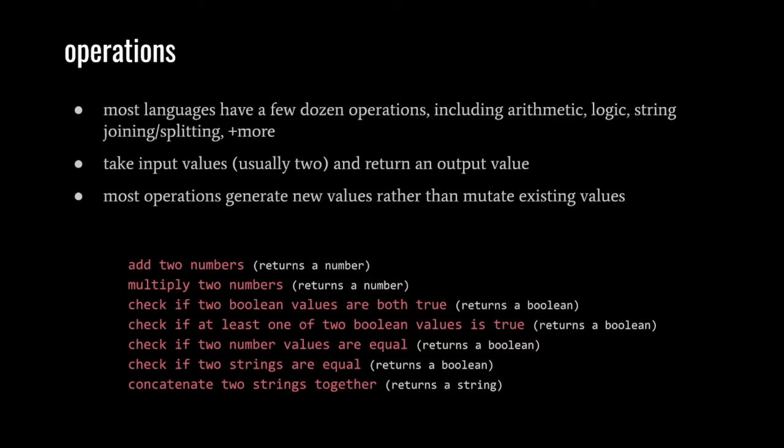So we can check if two numbers are equal, or if two strings are equal. And lastly, if we're manipulating strings, very commonly languages will have a concatenation operator, which takes two strings and returns a new third string, which has all the characters of the first combined with the second after it. Be clear that concatenation leaves the two original strings unmodified. It generates a new third string rather than modifying either of the inputs. And this is the case with most operations. Most operations don't manipulate their inputs. They just return a new generated value.